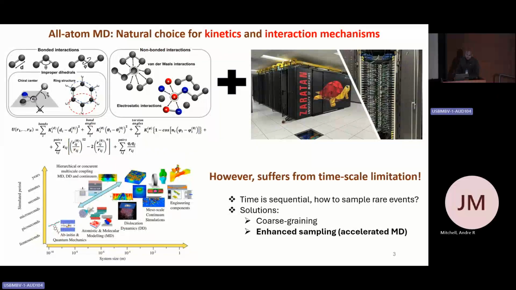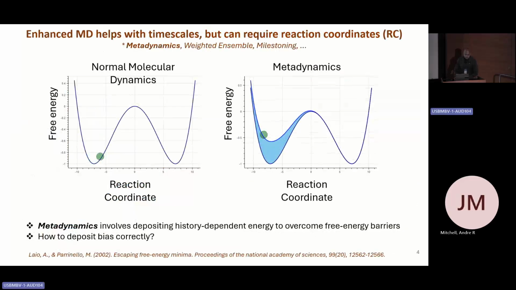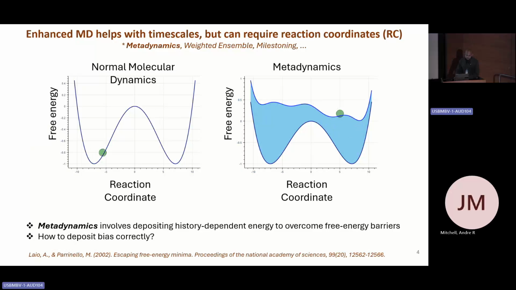Because we're interested in interaction mechanisms and kinetics, molecular dynamics simulations are a natural choice for us, where we define interactions in terms of a potential energy function, and then we integrate Newton's equations of motion to propagate the dynamics. But as we all know, molecular dynamics suffers from the timescale limitation, where it's very difficult to sample rare events of interest. There are a few solutions to address this problem, and we focus on enhanced sampling, or accelerated molecular dynamics. There are many variants of enhanced molecular dynamics that help with the timescale problem, with different pros and cons. But a lot of them require something called the reaction coordinate.